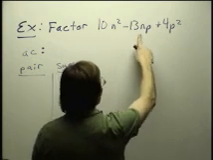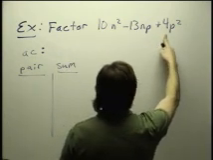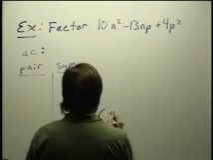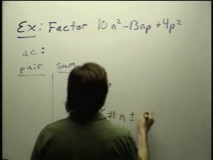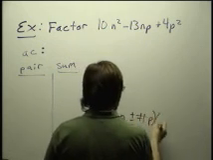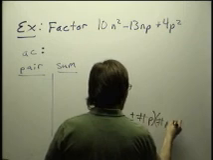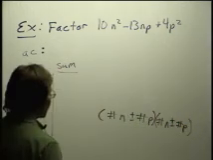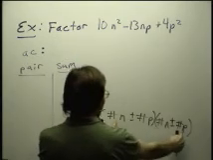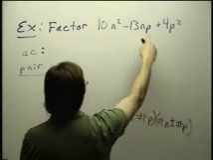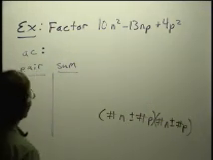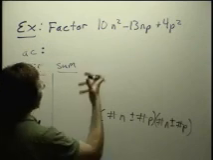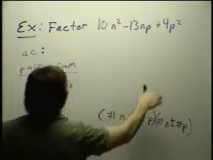10n squared minus 13np plus 4p squared. In this case, we just know that we're going to end up with something of the form number times n plus or minus a number times p for both of our binomials. Okay? Because when we take the middle terms, n times p, that's exactly what the variables of our middle term are. So we proceed exactly by the AC method so that we can get 4 terms, and then finish by grouping.